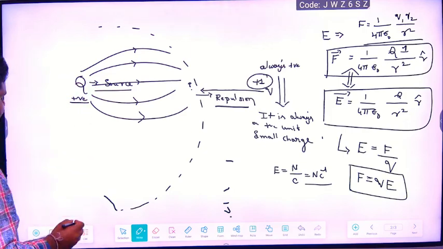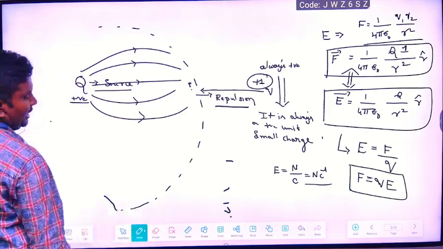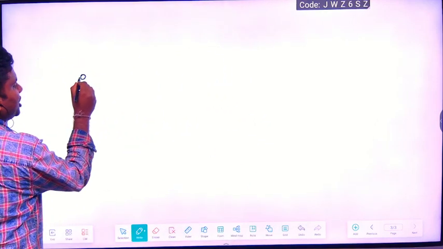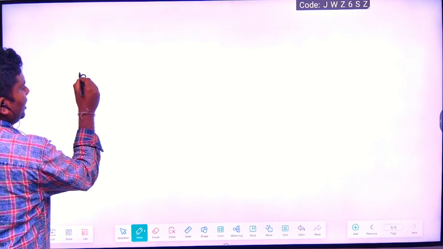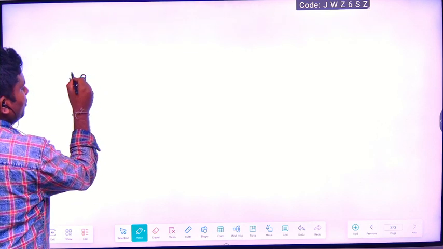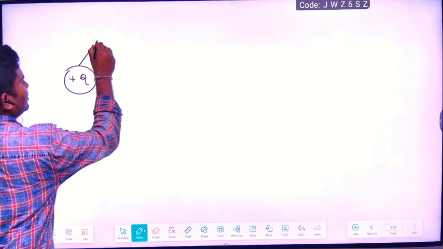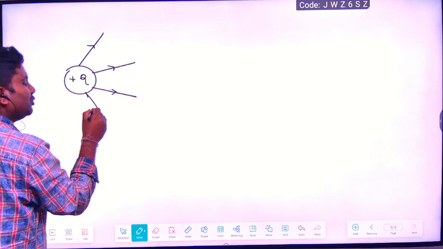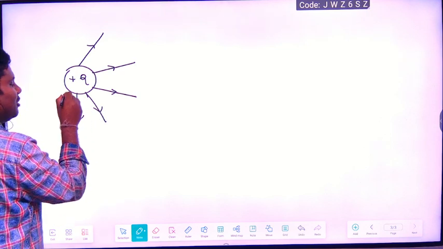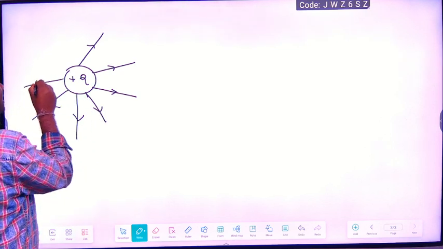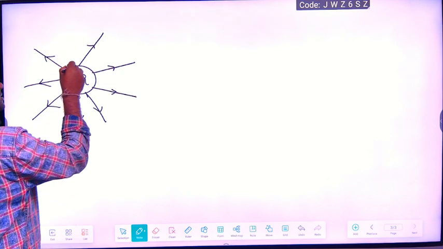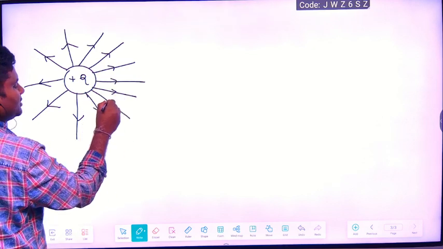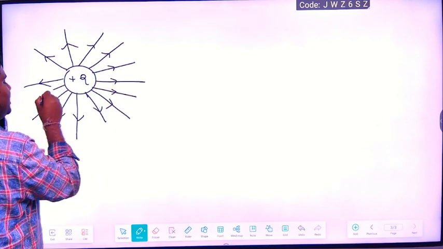Okay, so you can write electric field lines here. Whenever you take a positive source charge, the electric field lines always move away from the charge. Why do we introduce electric field lines? To represent the electric field. It's a pictorial way of representing electric fields. These lines are dense. This is the way of representation of electric field.